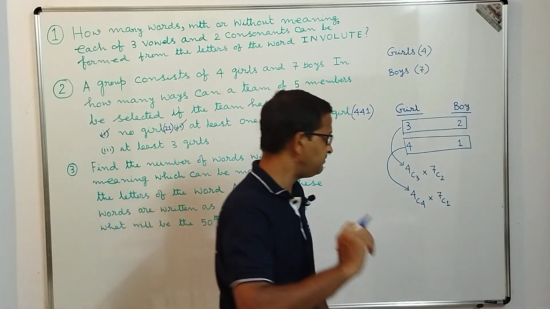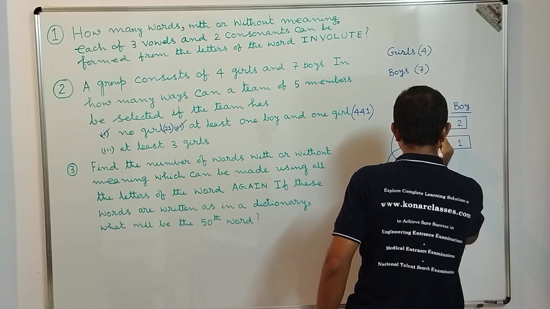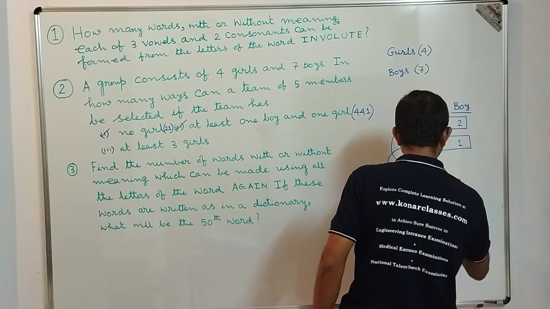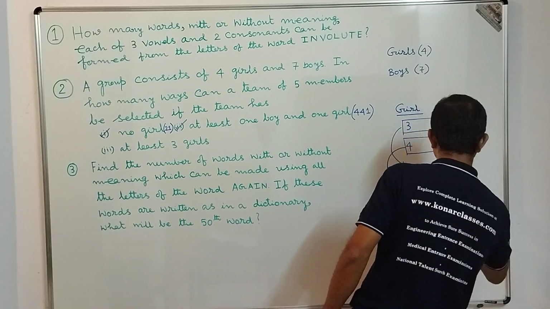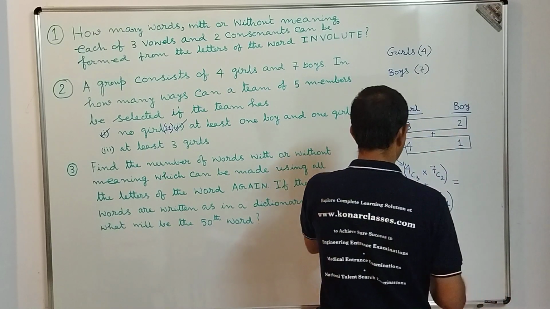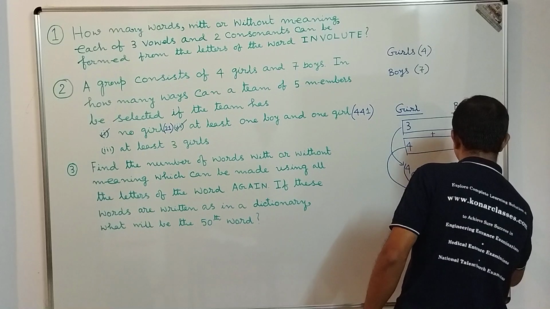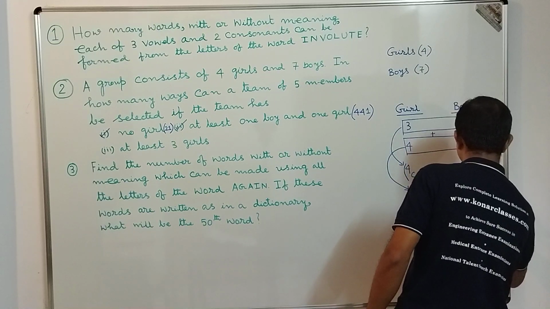Now notice, dear students, these selections, the first criteria and the second criteria, are independent of each other. Independent means what? Principle of addition. That means we should add these 2 values to get the required number. So what is the value of 4C3? 4C3 is 4. Okay, 4 into 7C2.